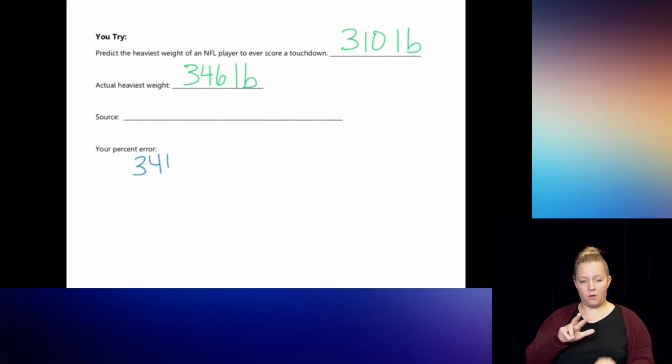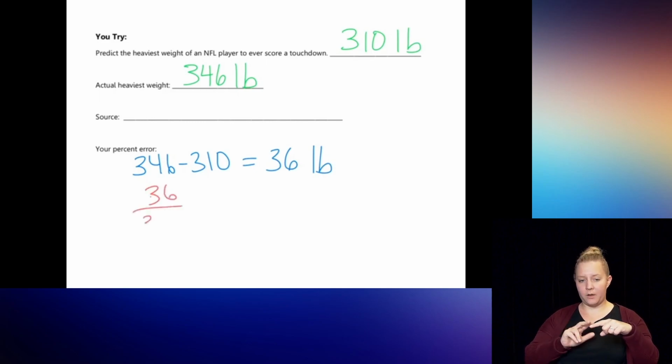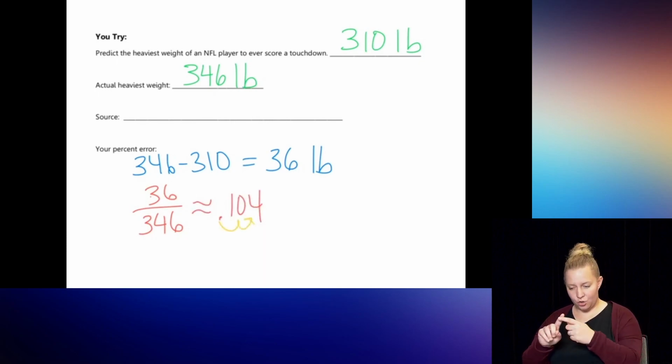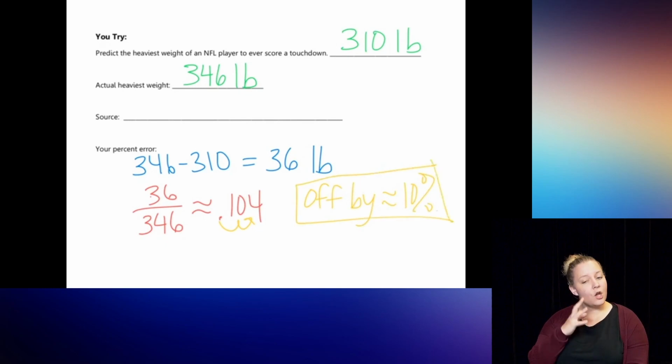So 346 minus 310, I always take the larger or the greater value minus the lesser value. So then I was off by 36 pounds, and I'm going to put that over the real amount. So I'm going to put the 36 over the 346, not over my prediction of 310. When I divide that on my calculator, I get 0.104 approximately. So then when I convert that to a percent by multiplying by 100, I will say that I was off by about 10%. That's a pretty good prediction then.